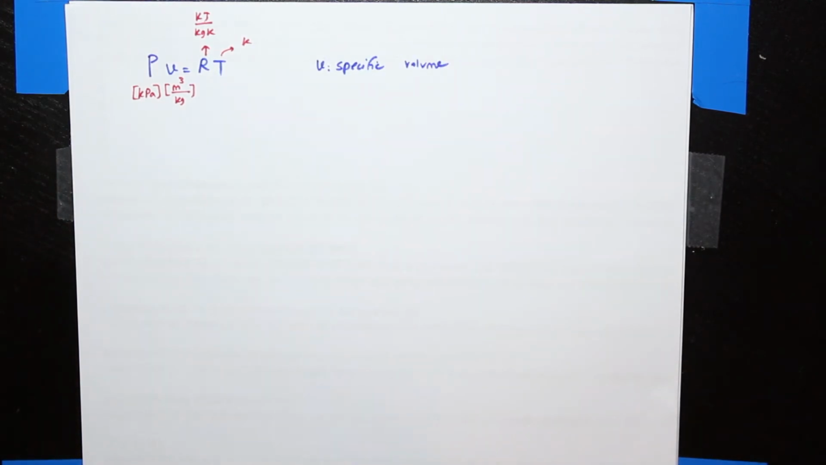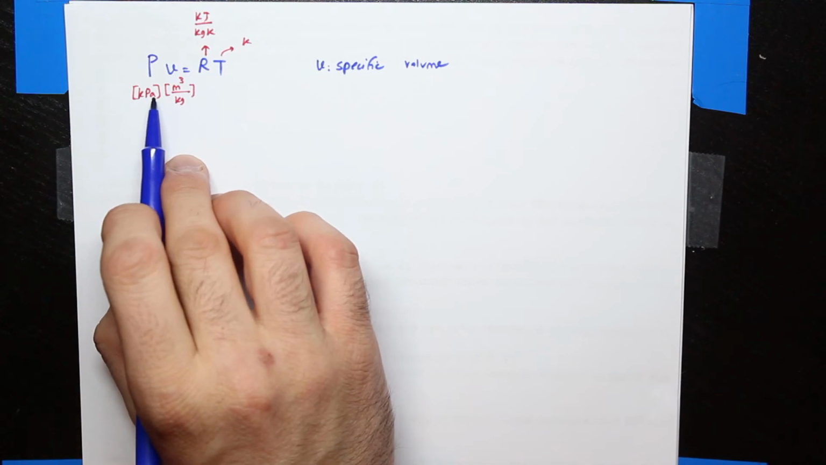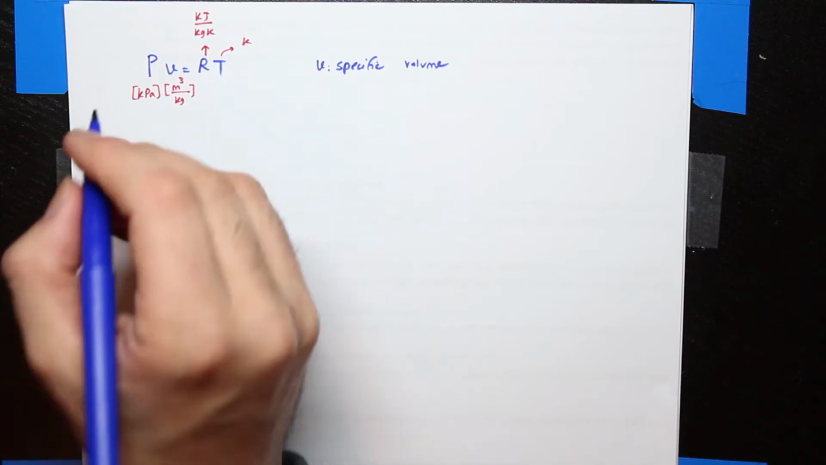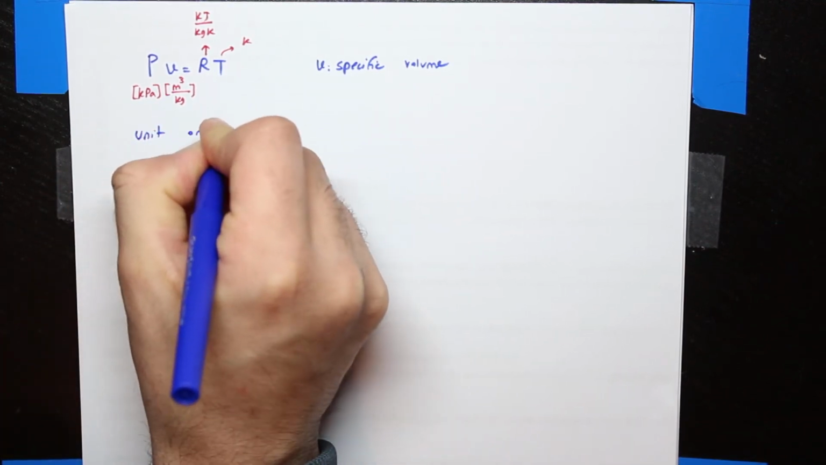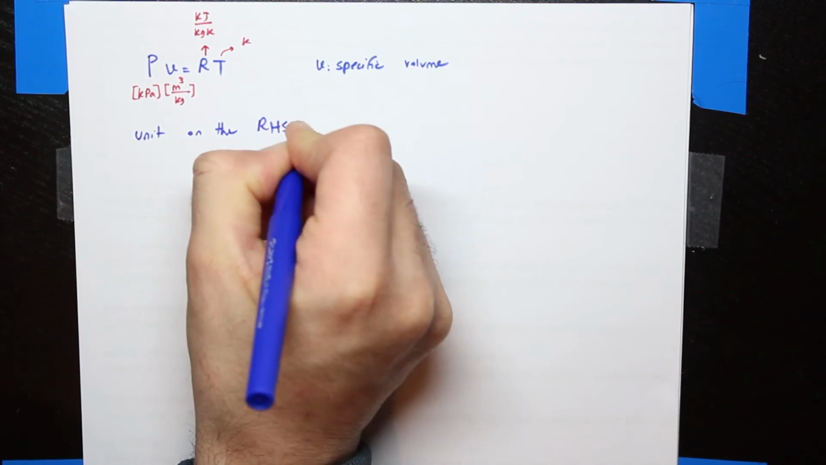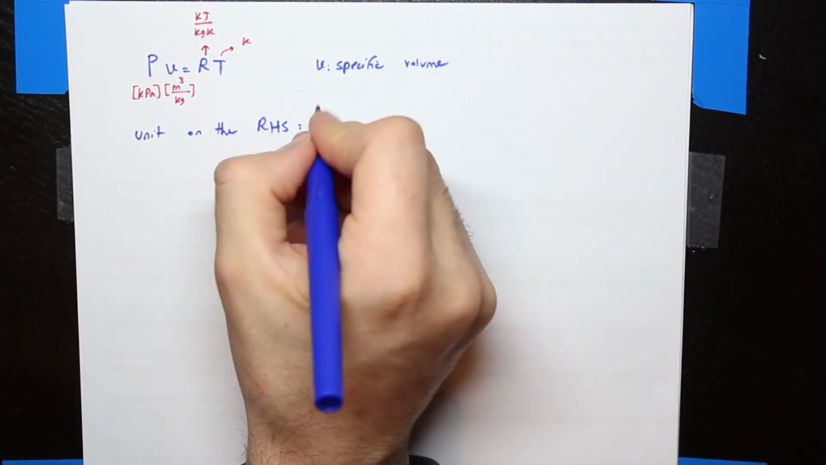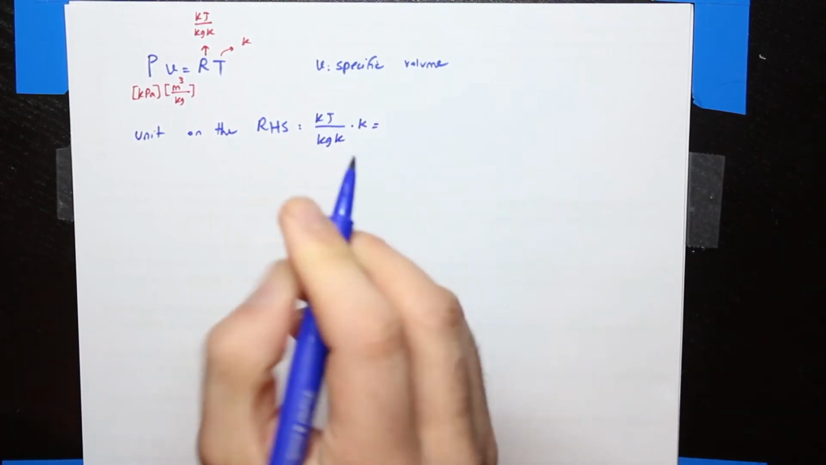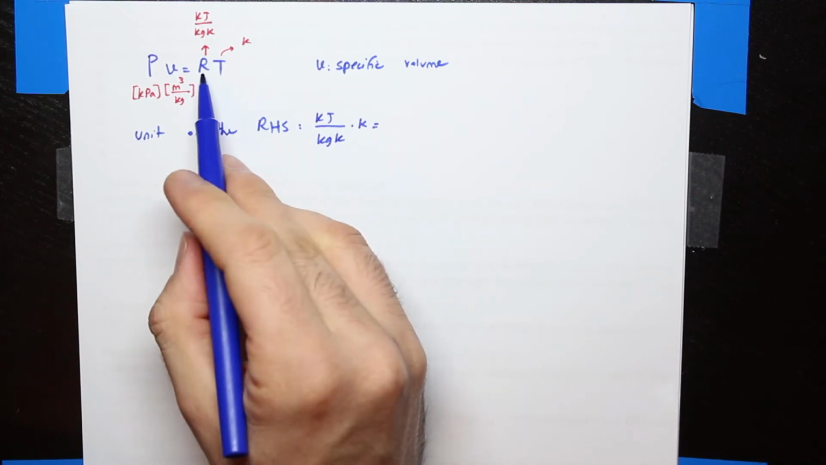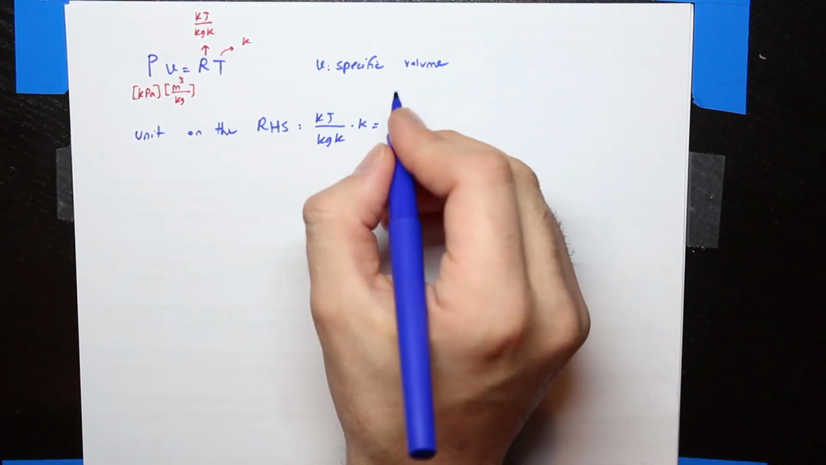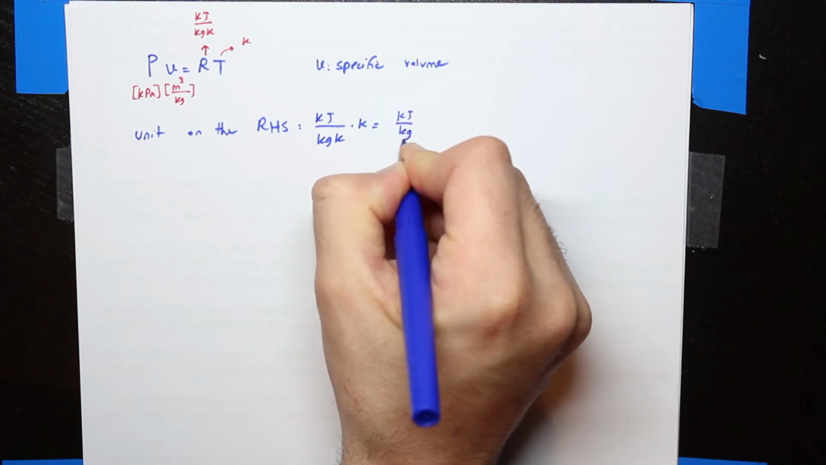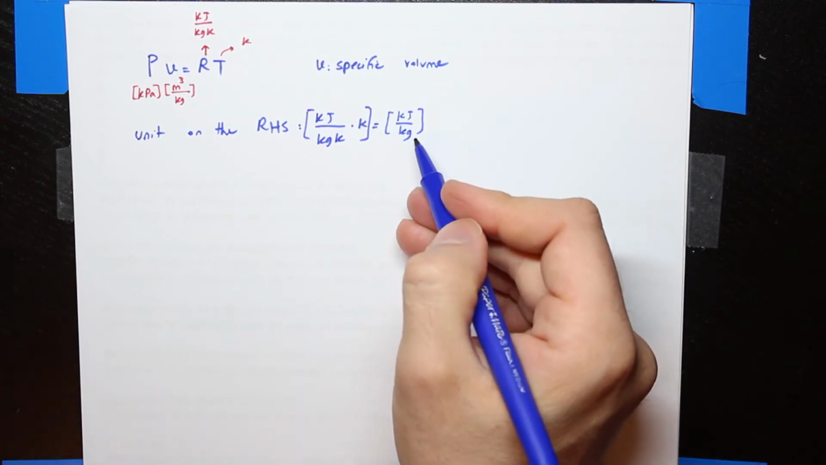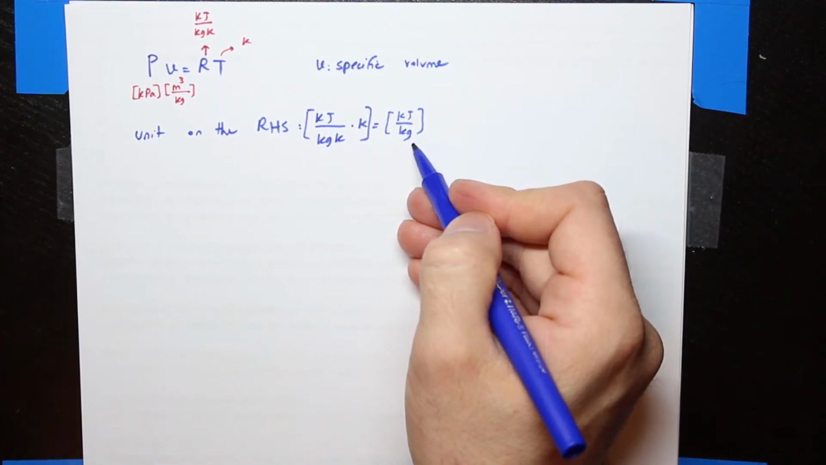Now, if I start from one side, I will end up with the same unit that I have on the left hand side. For example, the unit on the right hand side is kilojoule per kilogram Kelvin multiplied by Kelvin. So this is the unit of R and this is the unit of T, and I will end up with kilojoule per kilogram. So this is the unit that I have on the right hand side. Now let's see if on the left hand side I have the same unit or not.